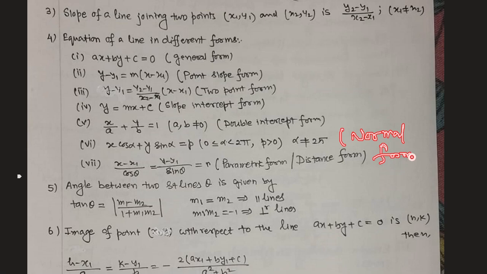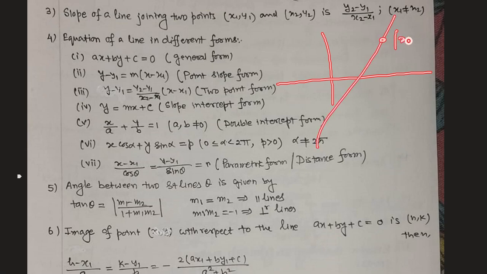Sometimes I have forgotten to mention due to the hurriness. Now coming to the next form, which is known as the distance form, or you can say the parametric form. If your line is passing through some point x1 y1, and the angle theta is also given, then we can write tan theta is equal to y minus y1 by x minus x1, or x minus x1 by cos theta, y minus y1 by sin theta is equal to r, and this is the parametric form.